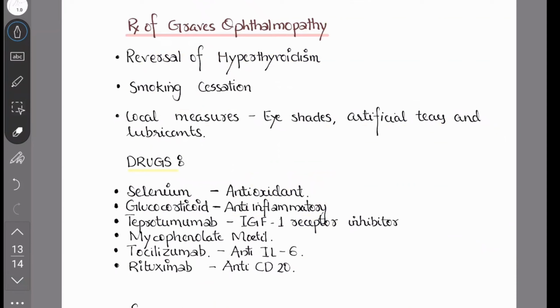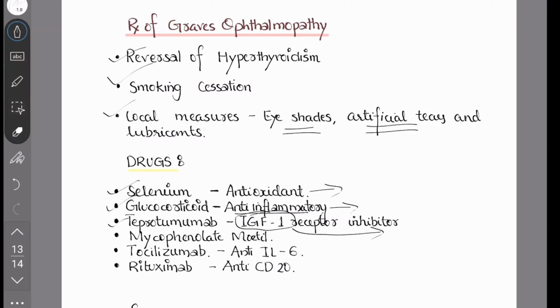Next, the treatment of Graves' ophthalmopathy. We know the mechanism of Graves' ophthalmopathy: IGF, interleukin-6, fibroblast proliferation, all those things. First, you reverse the hyperthyroidism. You stop the smoking. You can use lubricants, artificial tears, and eye shades. We use drugs like selenium, which is an antioxidant. We use steroids like glucocorticoids, which are anti-inflammatory. Then teprotumumab, which is an IGF-1 receptor inhibitor.